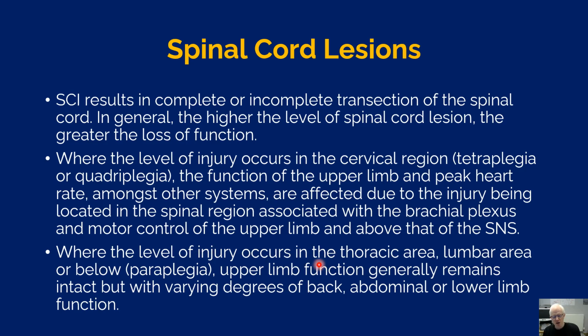If, on the other hand, we get an injury in the thoracic region, so we're now talking kind of mid-spinal column, or the lumbar region, which is the lower part of the column, that is where we get paraplegia. So you may have upper limb function, and generally if it's lumbar, you will absolutely have upper limb function, but lose lower limb function. But you then get the varying degrees, as we were suggesting with the cervical outcome, of back, abdominal or lower limb function. It just absolutely depends on where that transection of the column has occurred.